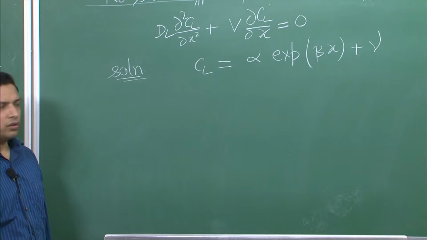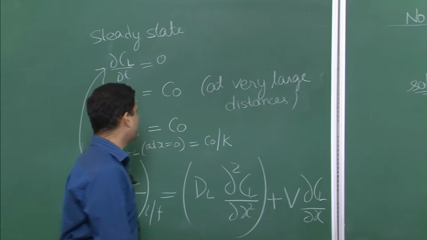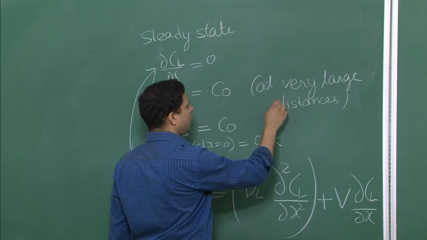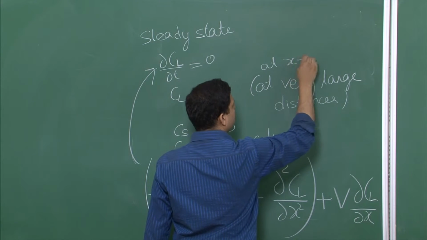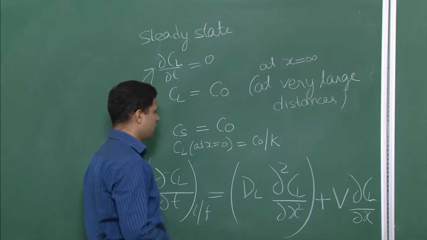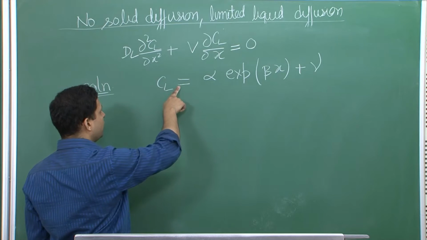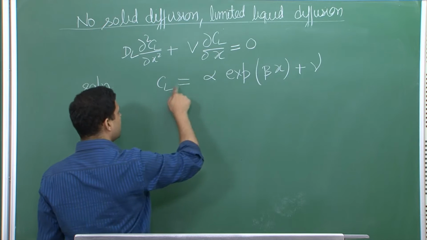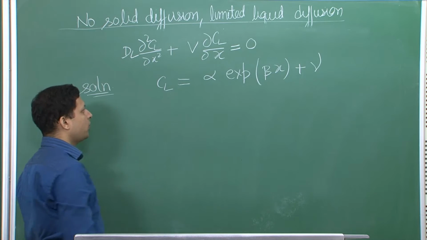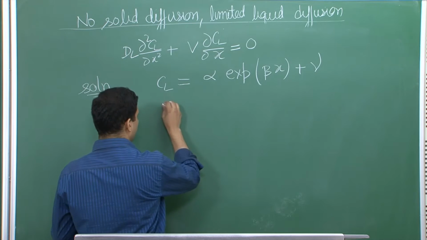We can find out those values by putting in the boundary conditions. We know already some of the boundary conditions. We have seen that CL is equal to C naught at very large distances, which means at x equal to infinity, CL is equal to C naught, and at x equal to 0, CL is equal to C naught by k. Let us differentiate this with respect to x, and then double differentiate it with respect to x and put it back into that equation. We will be able to get something out of it. Let us see what we get.